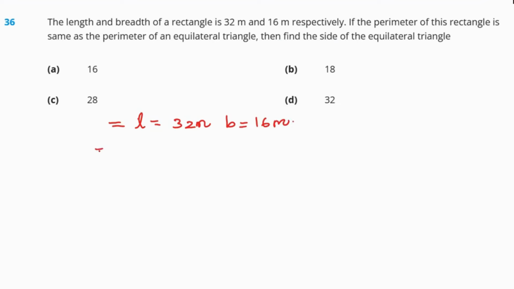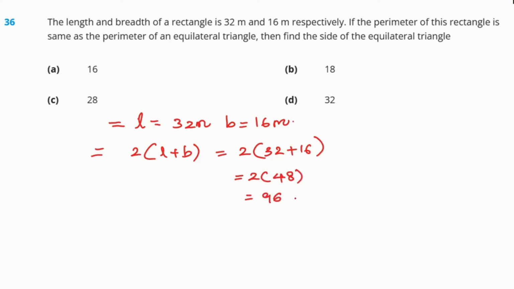The perimeter of the rectangle is the same as the perimeter of the equilateral triangle. So first we will find out the perimeter. Perimeter of rectangle formula is 2 into L plus B, which is 2 into 32 plus 16, which is equal to 2 into 48, which is equal to 96. 96 meter is the perimeter of the rectangle.